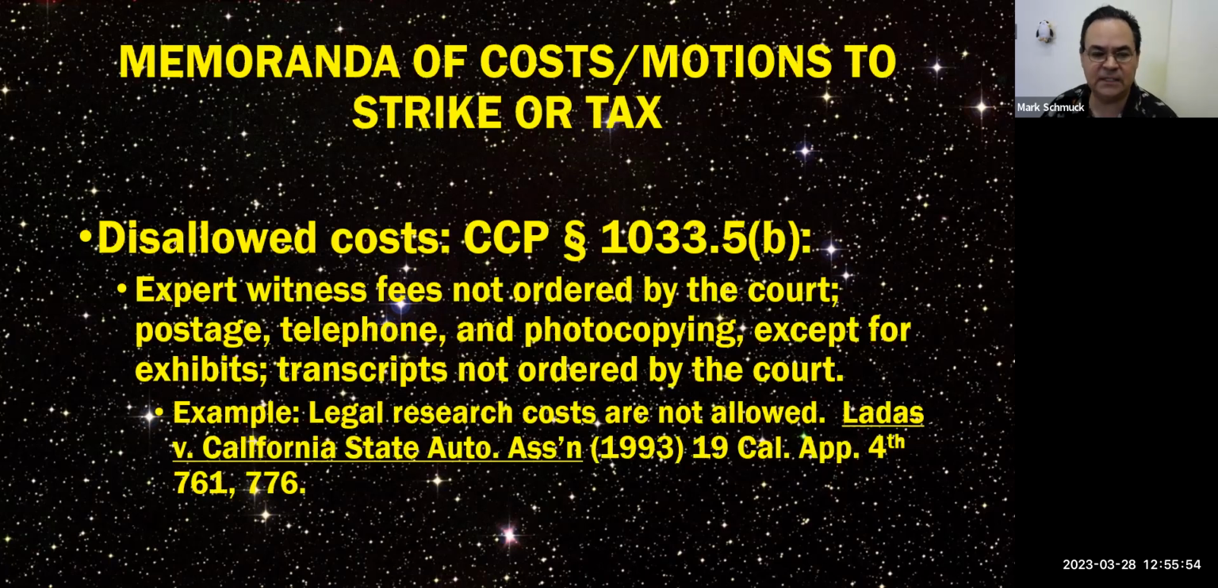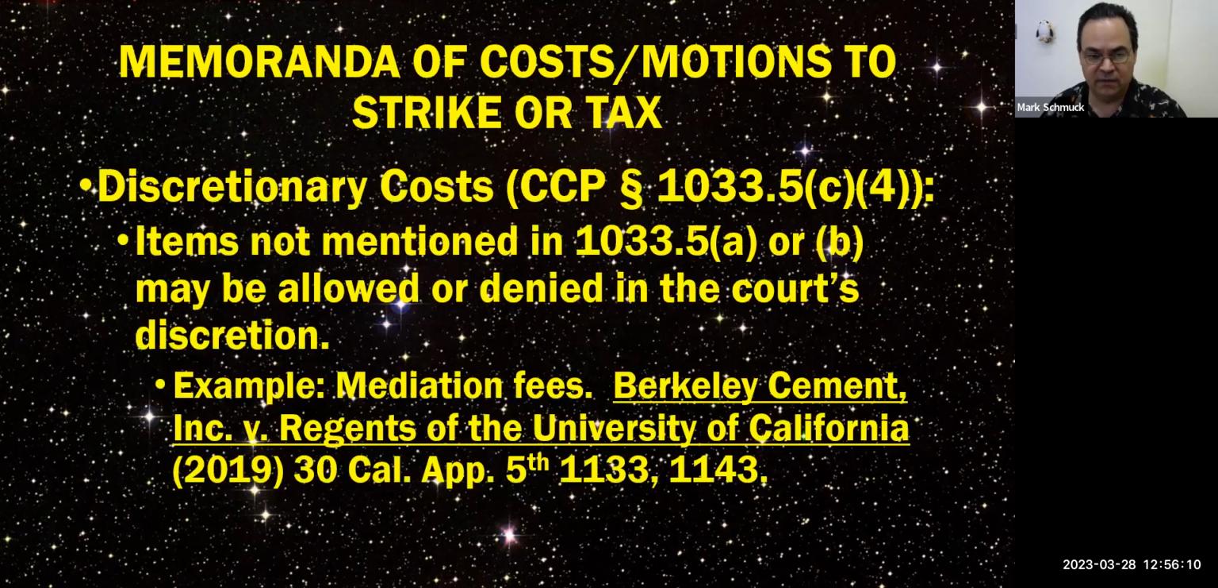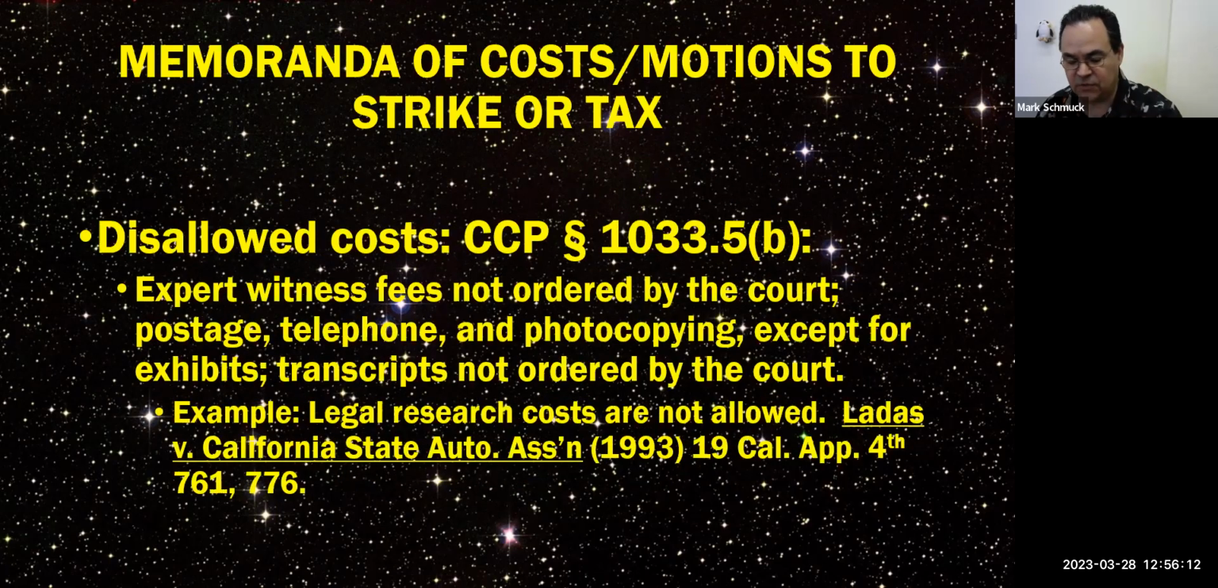There are lots and lots of authority that interprets CCP 1033.5. And I would strongly recommend, if you get into litigation over the allowability of costs, that you review a lot of that authority. Lattice is a good one. Lattice versus California State Auto Association. It talks about a lot of individual types of costs that the court allowed or did not allow. That's good reading. Become familiar with the process.